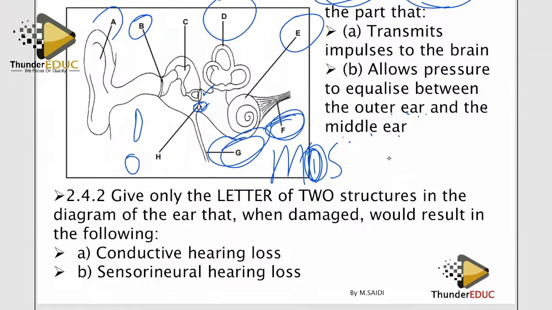Right, guys, when you say conductive, what does it mean? It means it allows sound to be transmitted into the ear, basically the vibration. Where do we have vibrations? We find vibrations here.